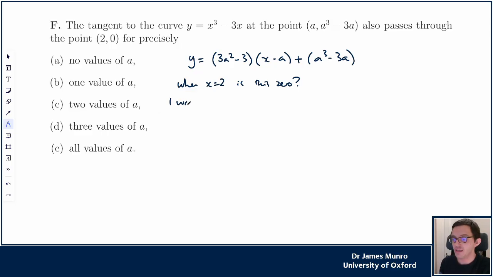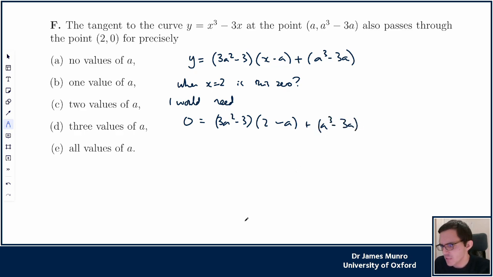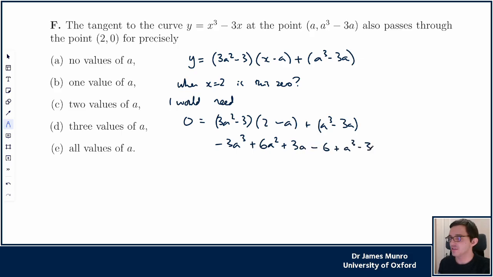So I would need 0 to be equal to 3a squared minus 3, times 2 minus a, plus a cubed minus 3a. And the question is really going to be, how many solutions does this cubic equation for a actually have? Okay, I think I need to multiply this out. Let's do that. I'll get minus 3a cubed, 6a squared plus 3a minus 6, plus an a cubed minus 3a.